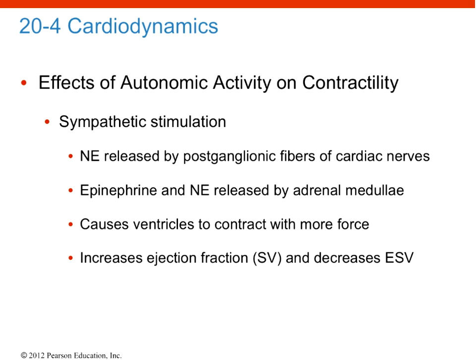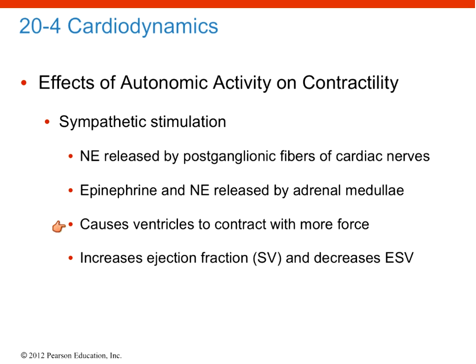For the sympathetic division, norepinephrine is released by postganglionic fibers of your cardiac nerves, those nerves that come into your heart, most of which are going to land at the SA node. Epinephrine and norepinephrine, as we learned last semester in AMP1, are released from your adrenal medulla, or the middle part of the adrenal, not the outside of the cortex.